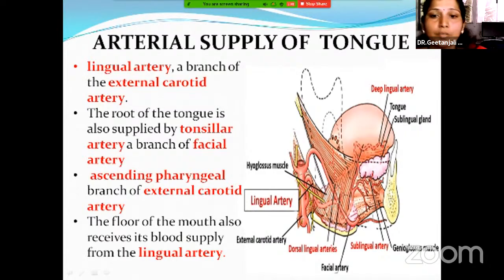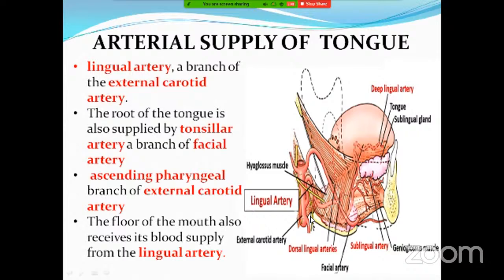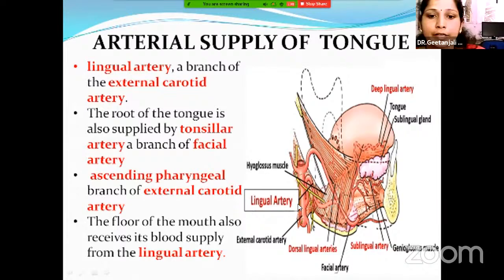And the root of the tongue is supplied by tonsillar artery, which is a branch of facial artery. See, this is facial artery and its branch is tonsillar branch or tonsillar artery, which supplies the root of the tongue. And next is ascending pharyngeal branch of external carotid artery. See here, this is external carotid artery and ascending pharyngeal branch of external carotid artery again supplies the root of the tongue.